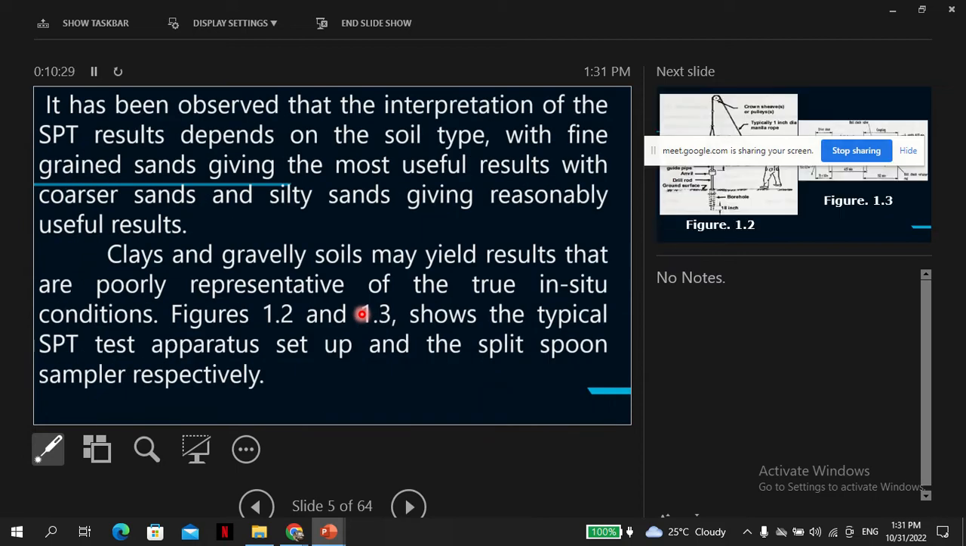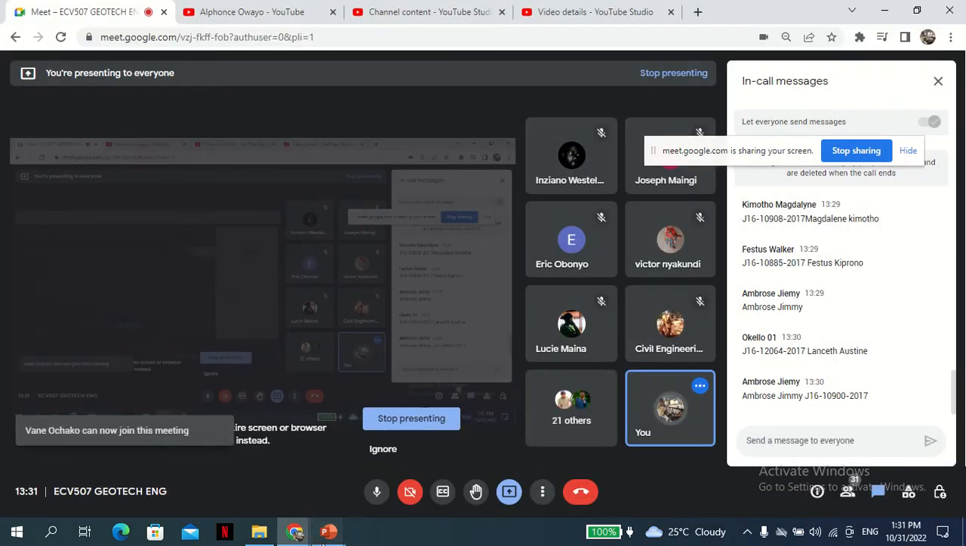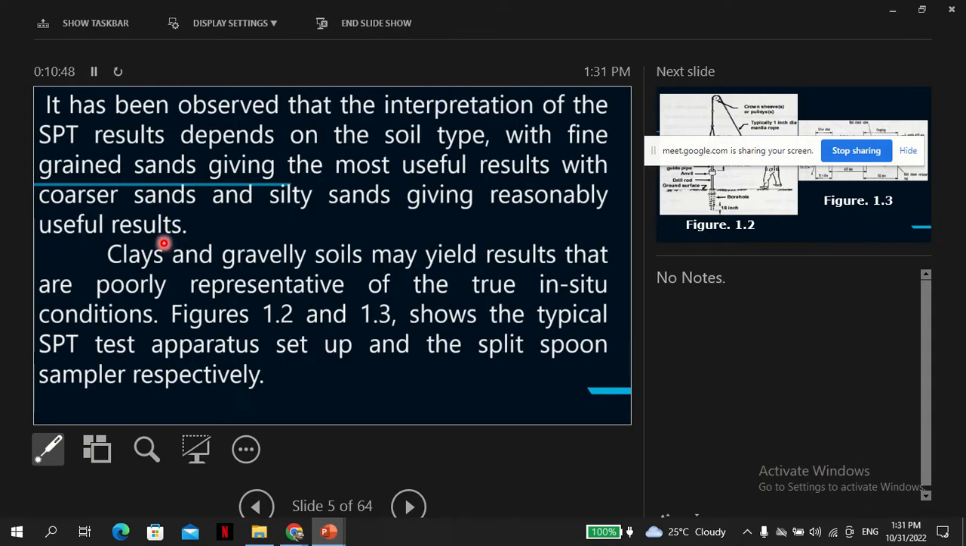So it has been observed that the interpretation of SPT results depends on the soil type, with fine-grained sands giving the most useful results, and coarse-grained sand and silty sand giving reasonably useful results. This is not to say this is not useful for clays. You need to understand the context in which we are saying this. Clays and gravel soils may yield results that are poorly representative of the true in situ conditions, but it doesn't mean that they are not useful in this test.